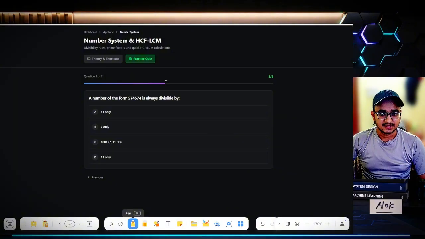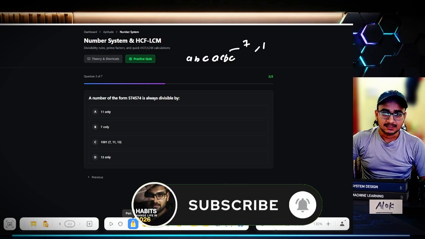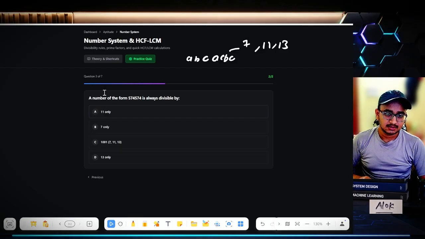Okay, let's understand this question. What you have given is 574, then 574. It is in the form of ABC ABC. So this number will be divisible by 7, then 11, then 13. So you have to select the C option, guys. Let me select the C option. Let's move ahead.